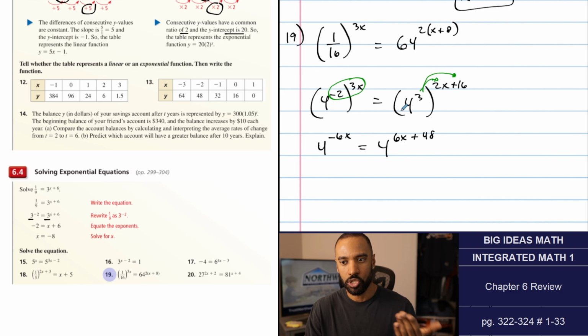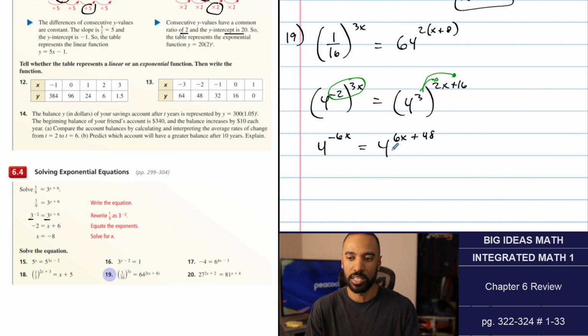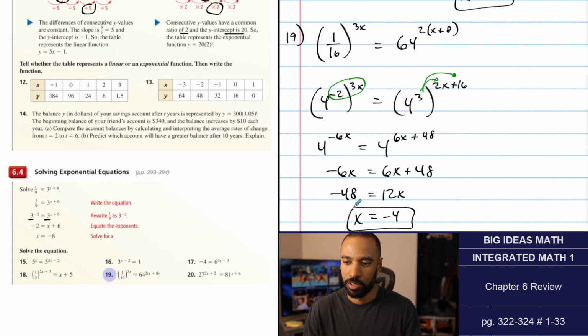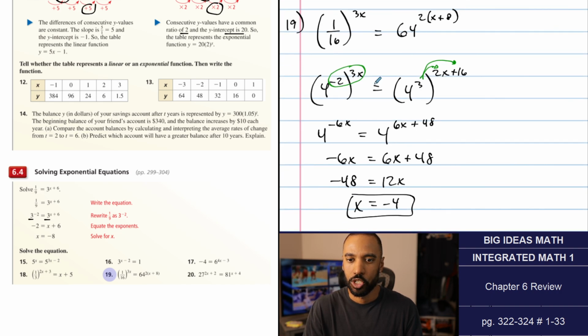Now they actually truly match. We can set the exponents equal. So we get negative 6x equals 6x plus 48. I like to make my variable terms positive, so I'm going to add 6x to both sides and subtract 48 from both sides. And then when I divide by 12, you get x equals negative 4. So, trickier, a lot to do, but good on the review.